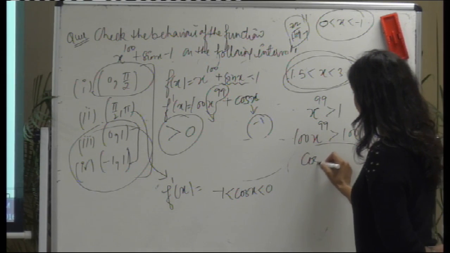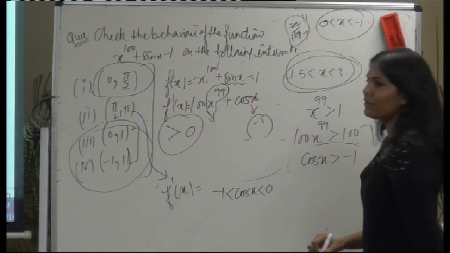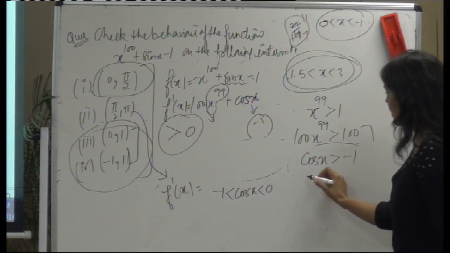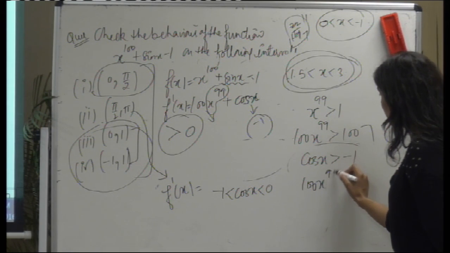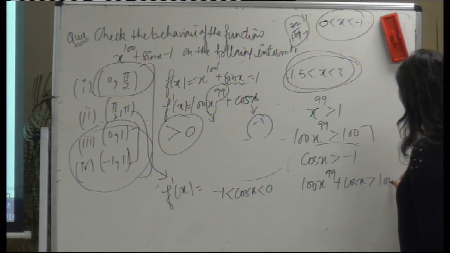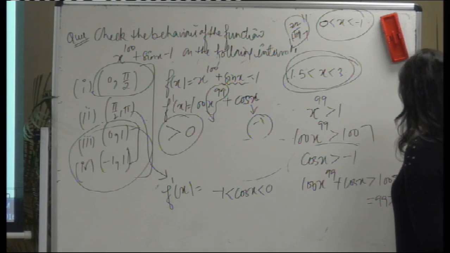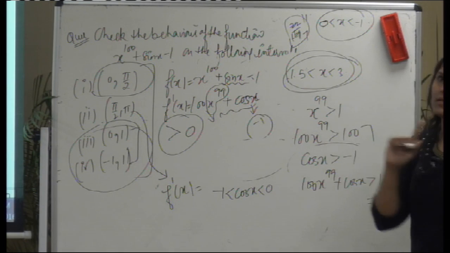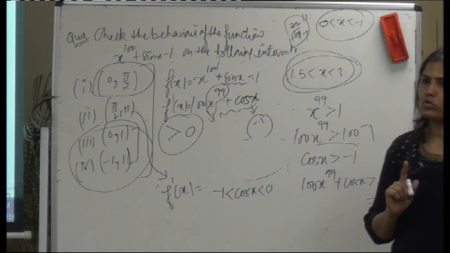So cos x is greater than minus 1. Add the two intervals because the inequality is the same. So 100 x to the power 99 plus cos x is greater than 0. Why did I do it? Because I need some solid facts to answer that this will be greater than 0. So this is the way you can think.